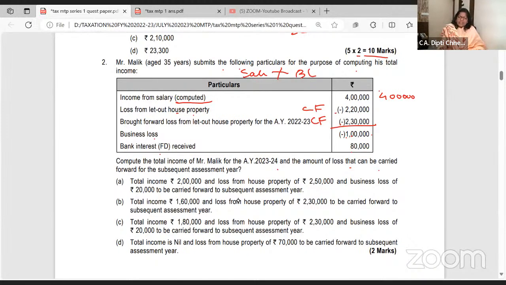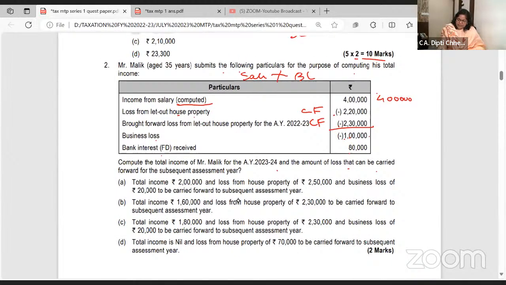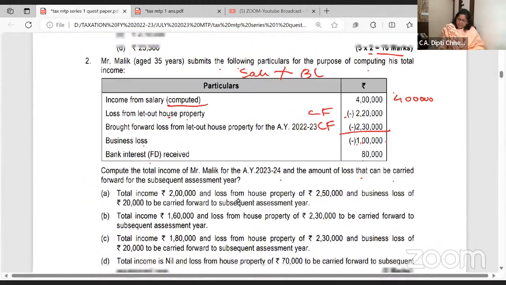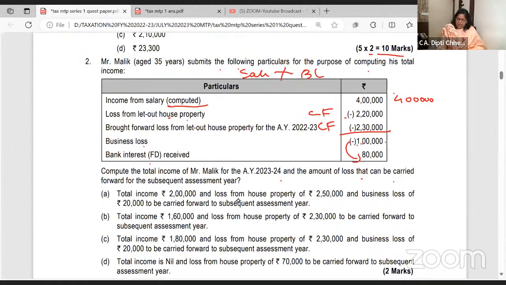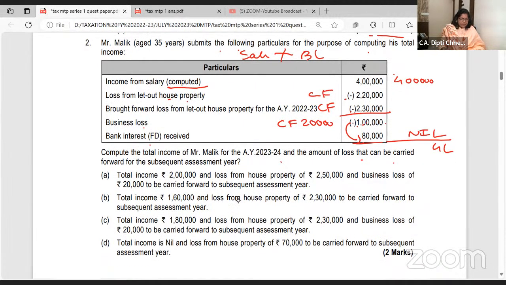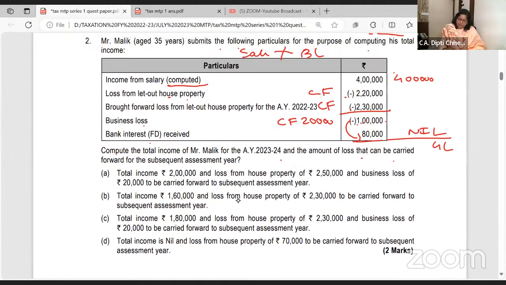Interhead set off rules as per section 71. Now, can we set off business loss here? In the FD, it will be set off with FD income. What will be your taxable income? 4 lakh, and business loss carry forward will be 20,000. What is the answer? Salary income. Yeah, sorry, I missed it really.